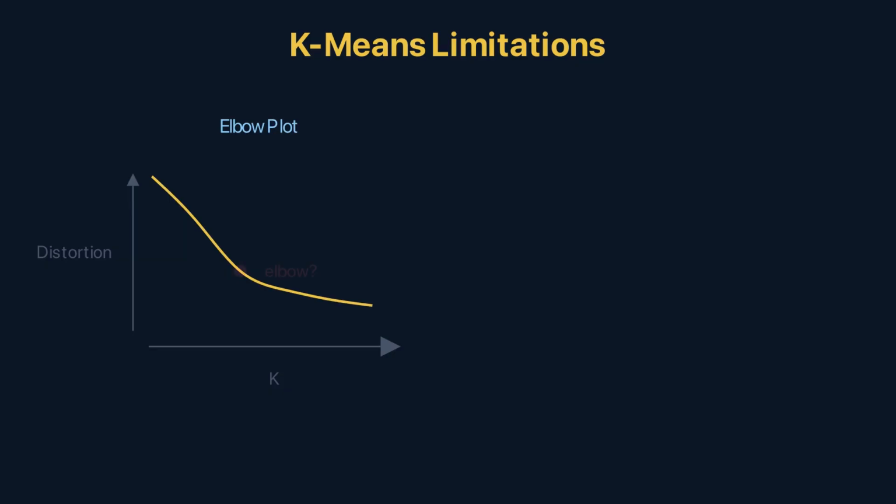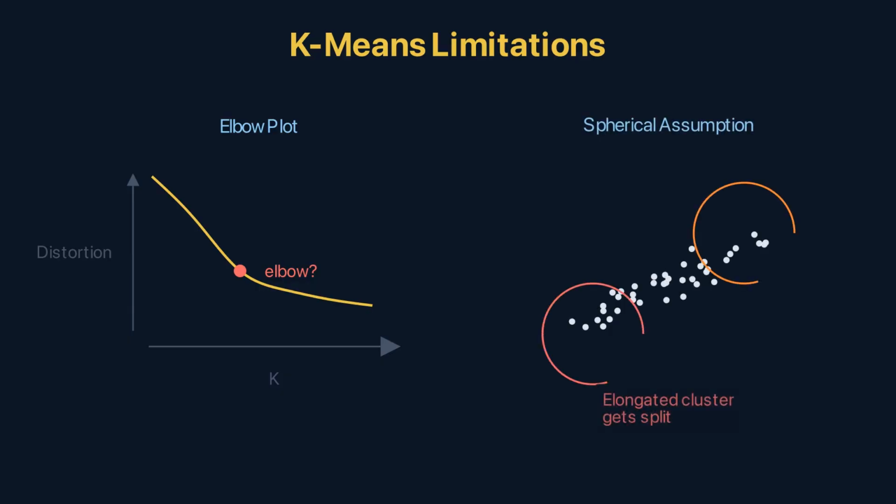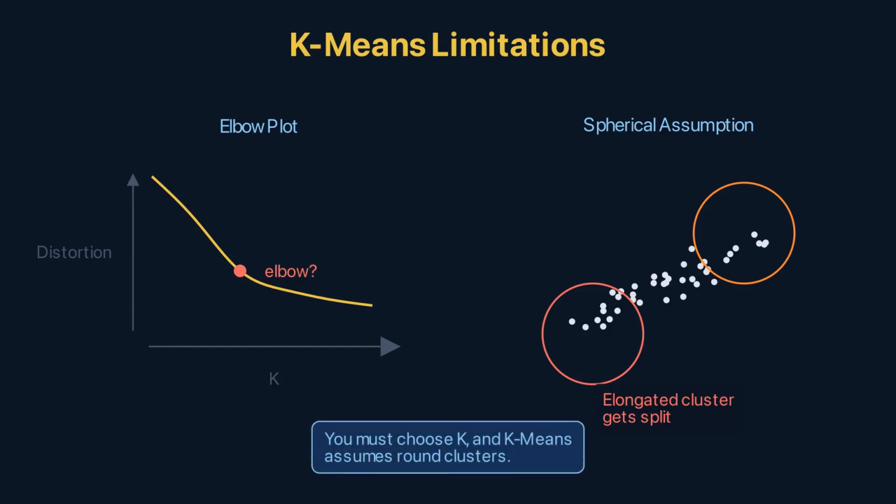The elbow plot charts total distance to centroid versus K. A sharp bend suggests the natural K. The silhouette score measures how well separated the clusters are. But these are guides, not answers. K-Means also assumes spherical clusters, round blobs. An elongated genre like historical fiction spanning romance to thriller gets split in half by the spherical assumption.